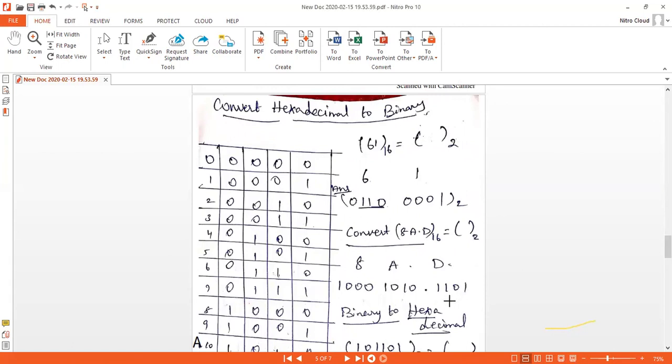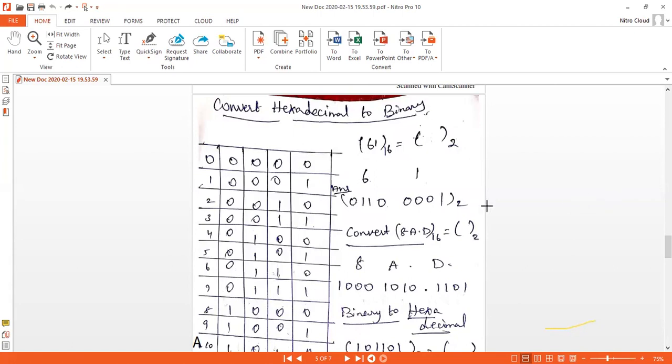0110, correct? For 6. For 1, it is 0001. I have written the same. That's the answer for binary. That's all, you got the answer. Schooling methods are different. Our training approach is different. We solve every problem in the simplest way.